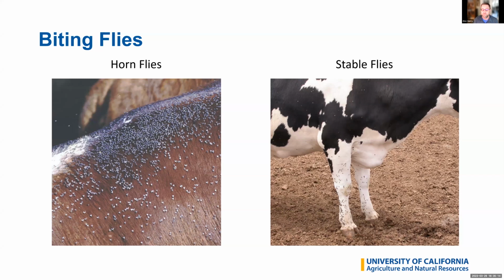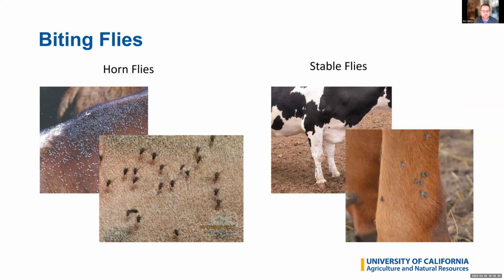But they definitely very much prefer cattle. Whereas stable flies, the ones you see on the right-hand side there, will readily feed on a number of animals, to include humans and dogs. So if you're out there in your shorts, with your pasture cattle, you might find that you're getting bitten on the legs, and that would be stable flies biting you, not horn flies.